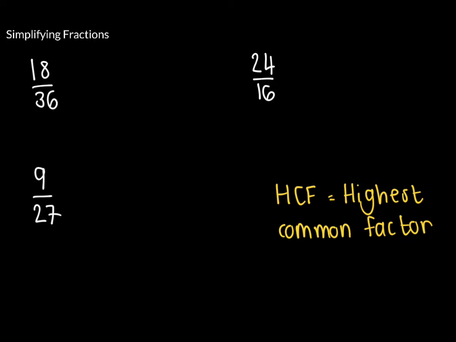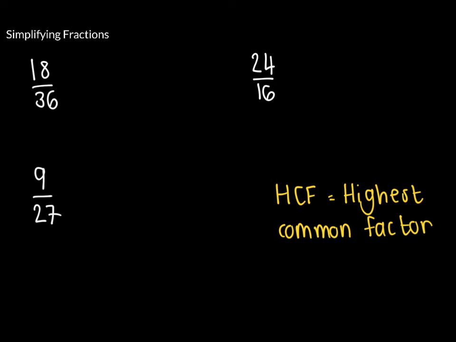Now, if we look at 18 over 36, we know that 18 actually goes into 36 twice. So what we'll get here is 1 over 2. But that might not be that obvious the first time we look at it. So rather, we can look at which number can divide into both 18 and 36. It doesn't necessarily have to be 18. We do know it's 18 now, but we can start with the smallest number.